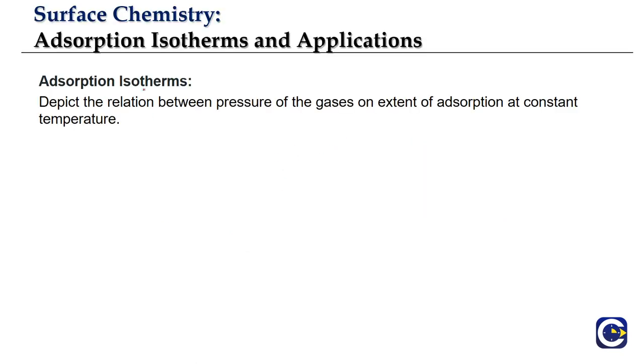So what is an adsorption isotherm? From the word isotherm, we look at the phenomena at a fixed temperature. So adsorption isotherms are basically the analysis that we do which depict the relation between pressure of the gases and extent of adsorption at a constant temperature. So that is why the word isotherm has come.